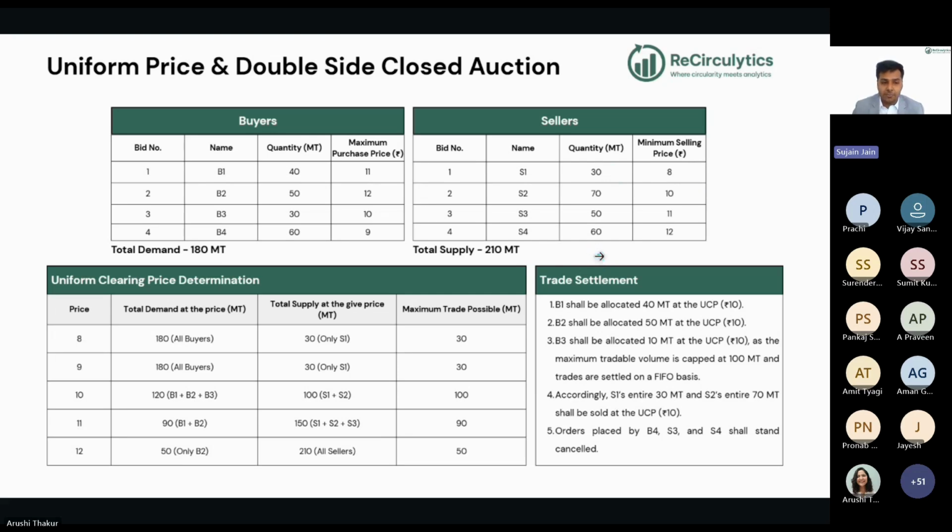Subsequently, if you see at 9 rupees, all the buyers again are ready to buy at 9 rupees. But if you see on the selling side, again there is only S1 who is willing to sell at 9 rupees.